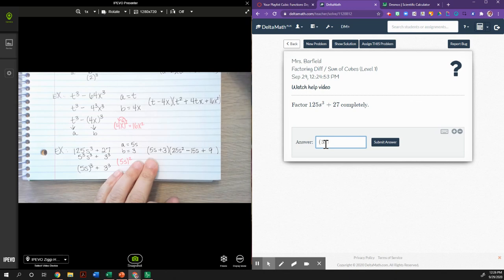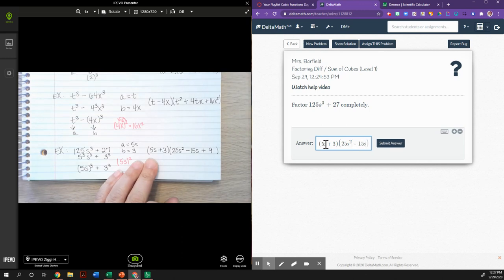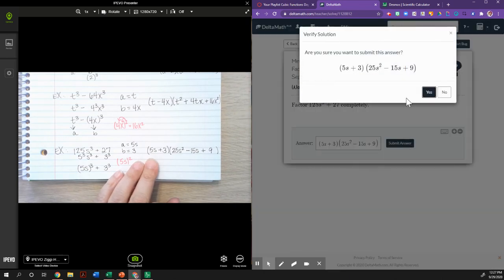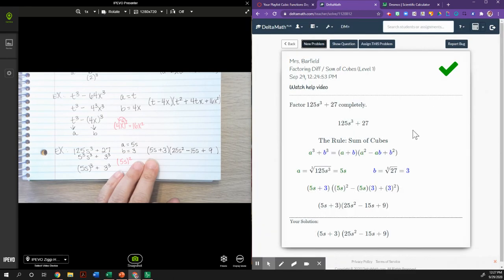So parentheses 5s plus 3, and then 25s squared minus 15s plus 9. Submit my answer. Yes, and there we go.